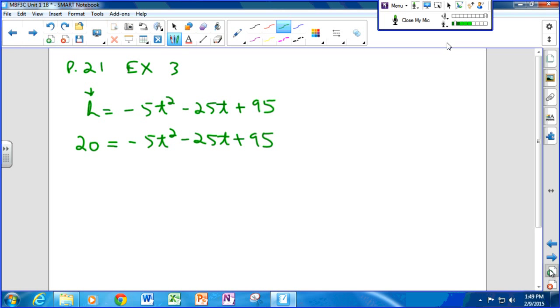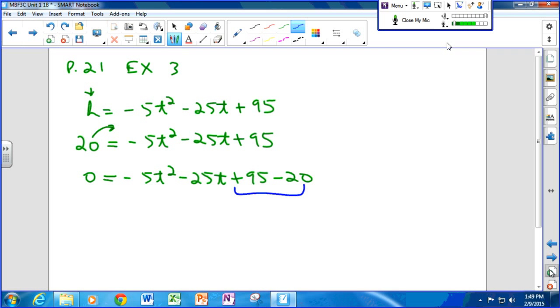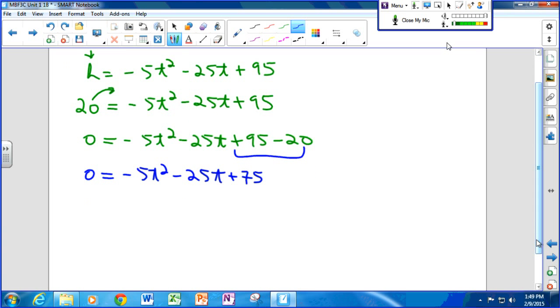What we can do is we can move this 20 over to the other side here, right? By subtracting 20 from both sides. Okay, and so now we're back to pretty much what it would normally be. We have to simplify this little part a little bit, but that's okay. 0 equals negative 5t squared minus 25t plus 75. There we go. Okay. So now we're ready to find the value of t that makes this whole equation true.